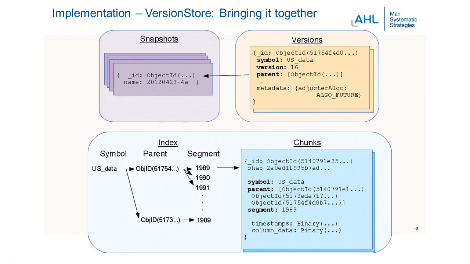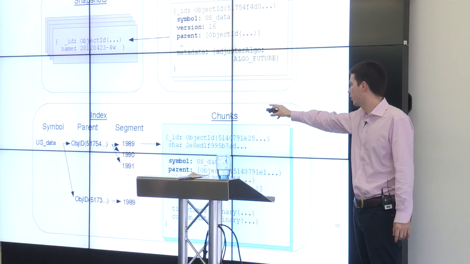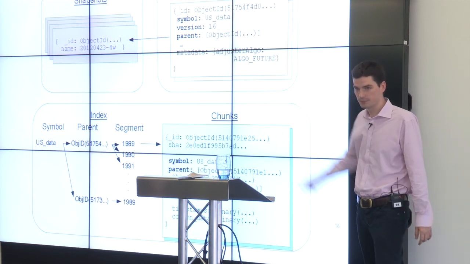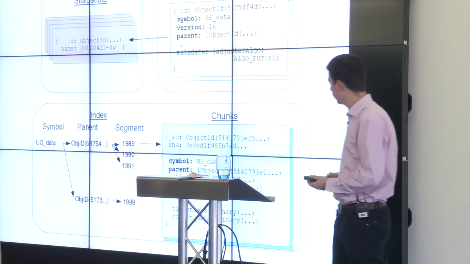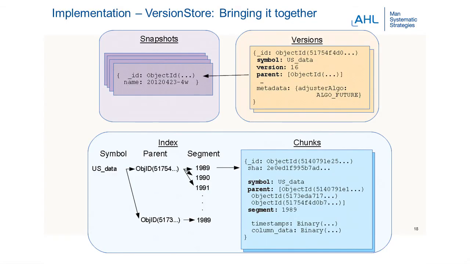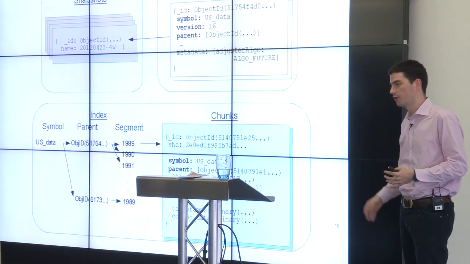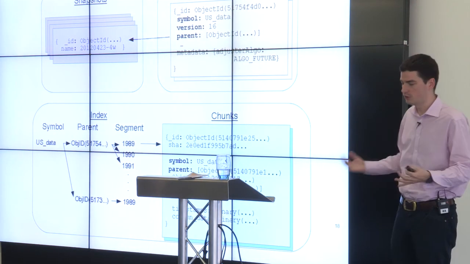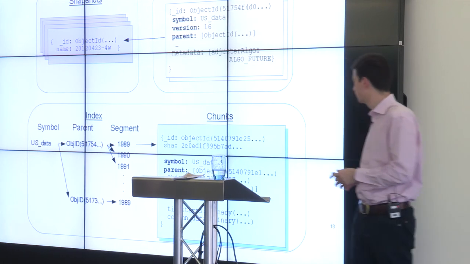On the chunks collection, we have an index. And the index goes from symbol, parent, segment. And this is a sort of compound index. So to slice out the data for that particular version 16 of US data, you find out what the ID is on the top right there. You do a query saying US data, that parent object ID, and then give me 1990 to 2000. And the database will start streaming back to you the fields from those chunks that you want. In this case, the timestamps and column data that you can decompress and create your Pandas data frame.